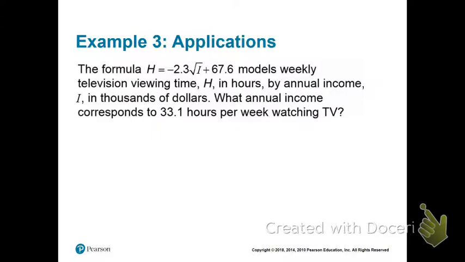The formula h equals -2.3 square root of I plus 67.6 models weekly television viewing time, h in hours, by annual income, I in thousands of dollars. What annual income corresponds to 33.1 hours per week watching TV? All right, so we noticed that they gave us an equation, so let's look at the equation.